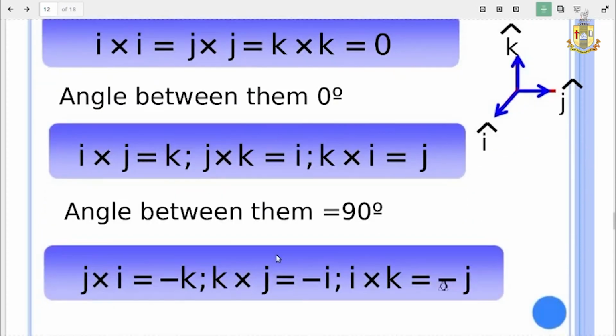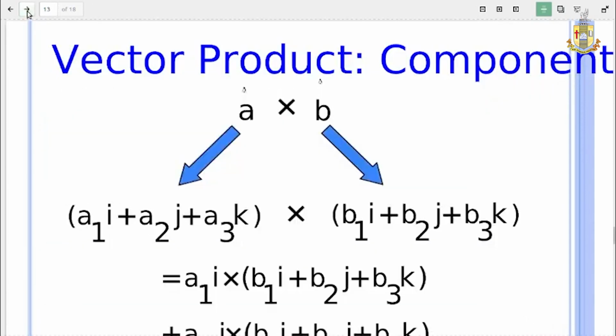If you take the reverse, that is the opposite direction, J vector cross I vector equals minus K vector. The order is very important here. First the order is I vector cross J vector equals K, but here the order J vector cross I vector equals minus K. Similarly, J vector cross K vector equals I vector, and the reverse order K vector cross J vector equals minus I. And K vector cross I vector equals J vector, and the reverse order I vector cross K vector equals minus J vector.